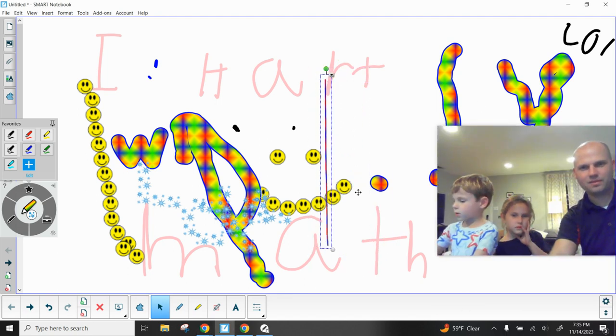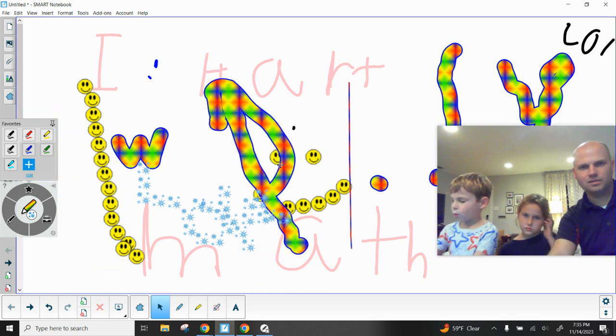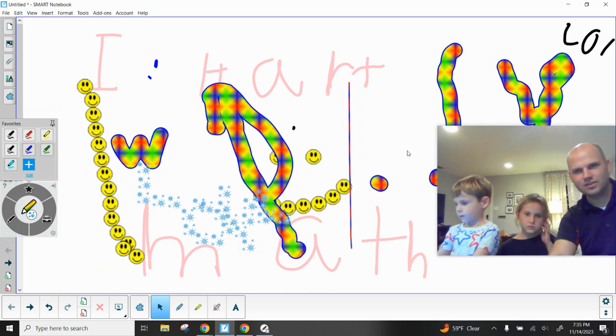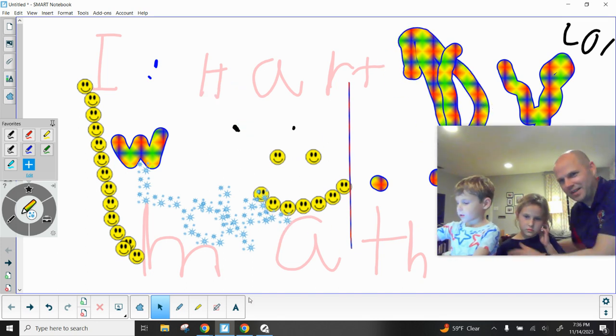I heart math. 6, representing Wally 5 and Lola 4, 5. Looks good. See? Isn't that cool? All right. You did a great job.